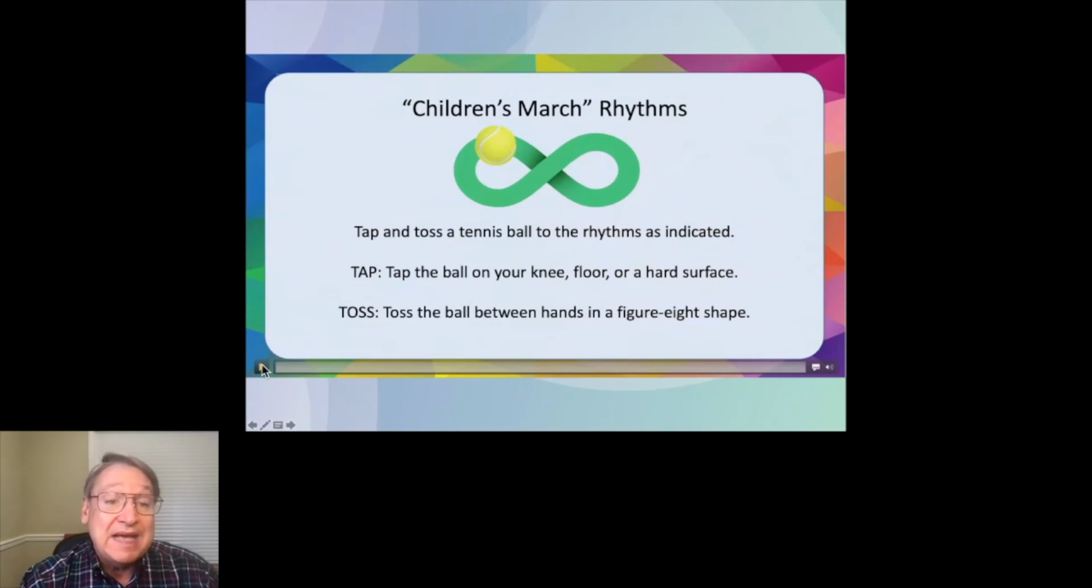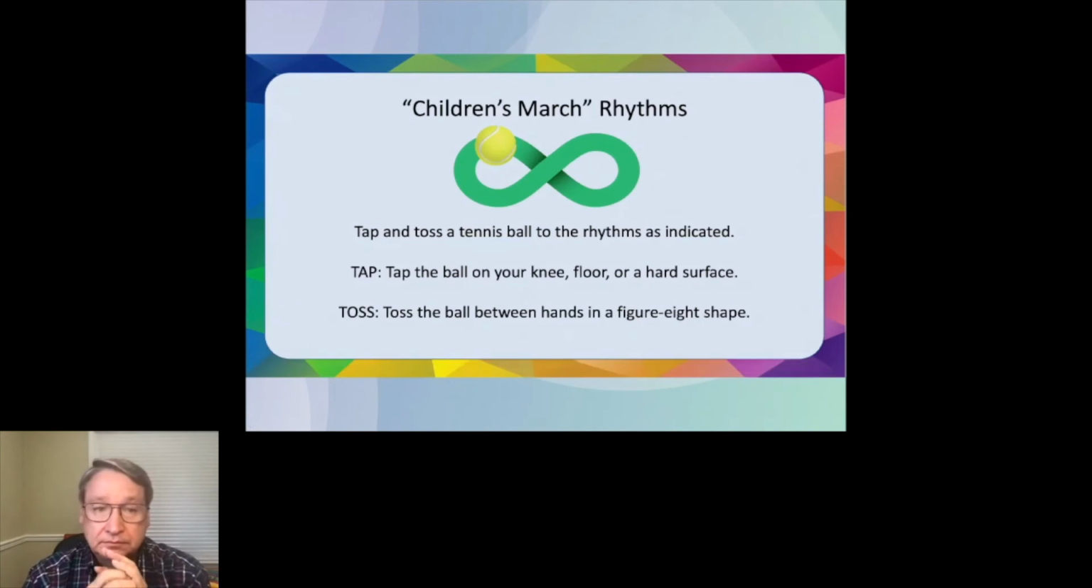And I've actually got an activity here that's coming out in the spring. Keep on Singing, Short Stories, Tall Truths, spring. It uses Children's March, Percy Grainger, I believe. Children's March rhythms. Tap and toss a tennis ball to the rhythms as indicated. For tap, hold the ball in the palm of your hand and tap your knee, the floor, or a hard surface. For toss, toss the ball back and forth between your right and left hands in a figure eight shape. Are you ready? Here we go.